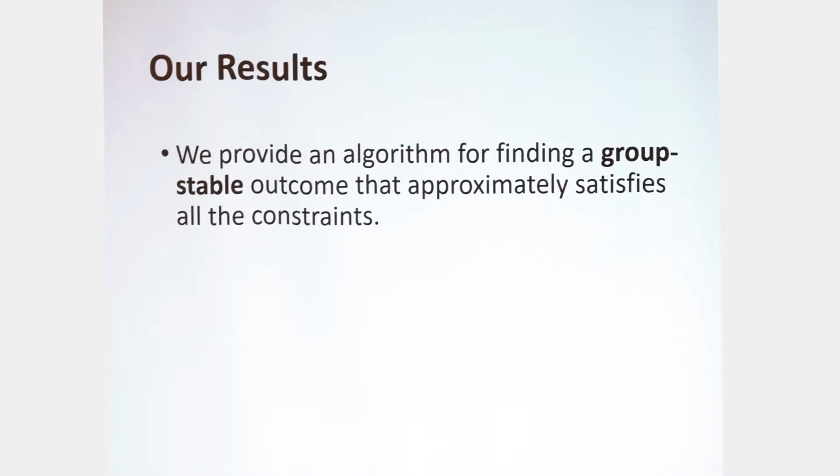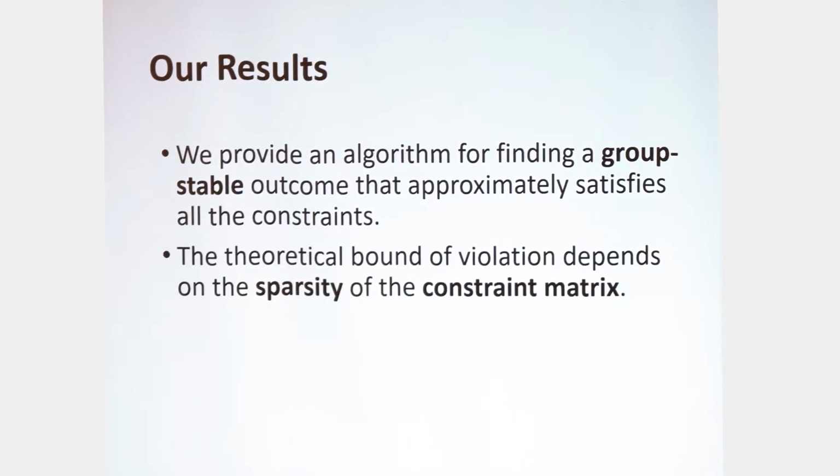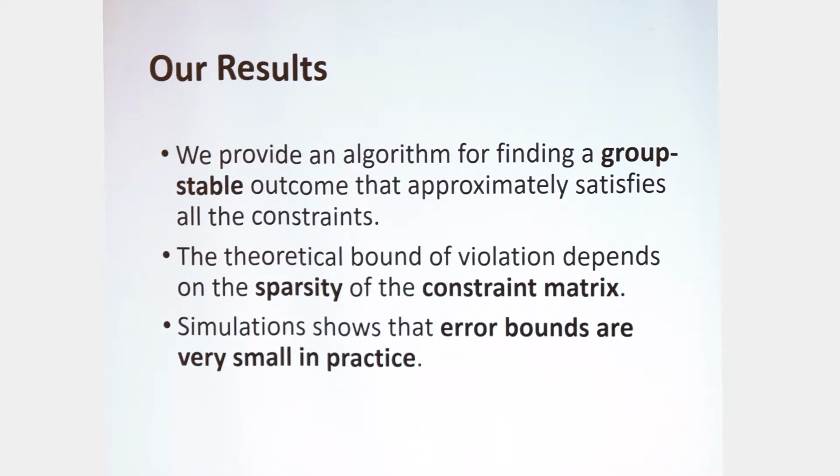Okay? So our results: we provide an algorithm for finding a group stable outcome that approximately satisfies all the constraints. So it means that we can find a group stable matching, but we need some adjustment on the constraints. And we also have theoretical bounds of violation that depend on the sparsity of the constraint matrix. I will explain the sparsity of the constraint matrix in the next slide. And finally, we did some simulation, and the simulation results showed that the error bounds are very small in practice.